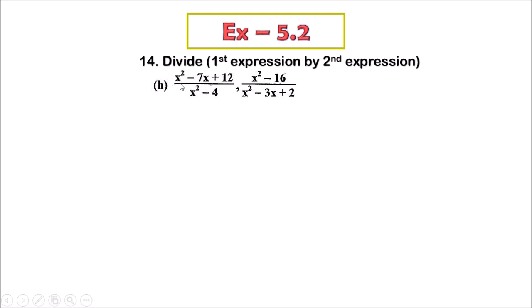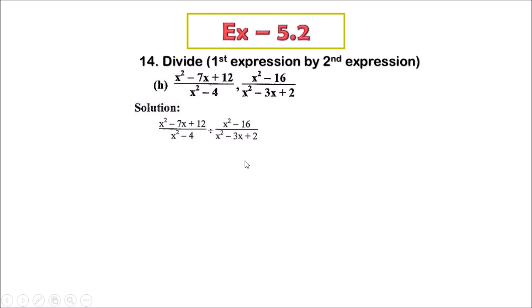This is the first fraction, x square minus 7x plus 12 by x square minus 4, and we have to divide this by the second fraction. What is the second fraction? That is x square minus 16 by x square minus 3x plus 2. So here we are just going to divide. I'm just writing the first fraction here, division, second fraction.